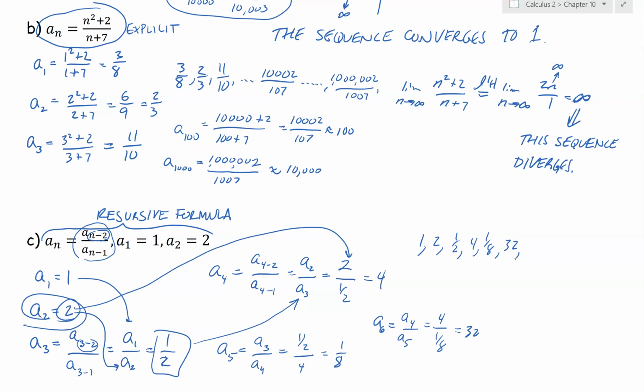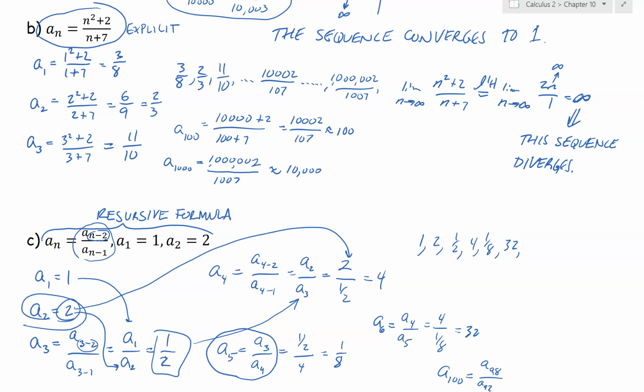Now notice the big difference with a recursive formula is I cannot jump to the 100th term or the 1000th term. I can't calculate the 100th term unless I know the two previous terms that came before it, because like we showed here, A sub 5 was the quotient of the two previous terms, A sub 3 and A sub 4. So if I wanted to know the 100th term, I can't get the 100th term unless I know the 98th term and the 97th term. So it would be A sub 98 over A sub 97. I don't know those, so I can't find the 100th term explicitly.